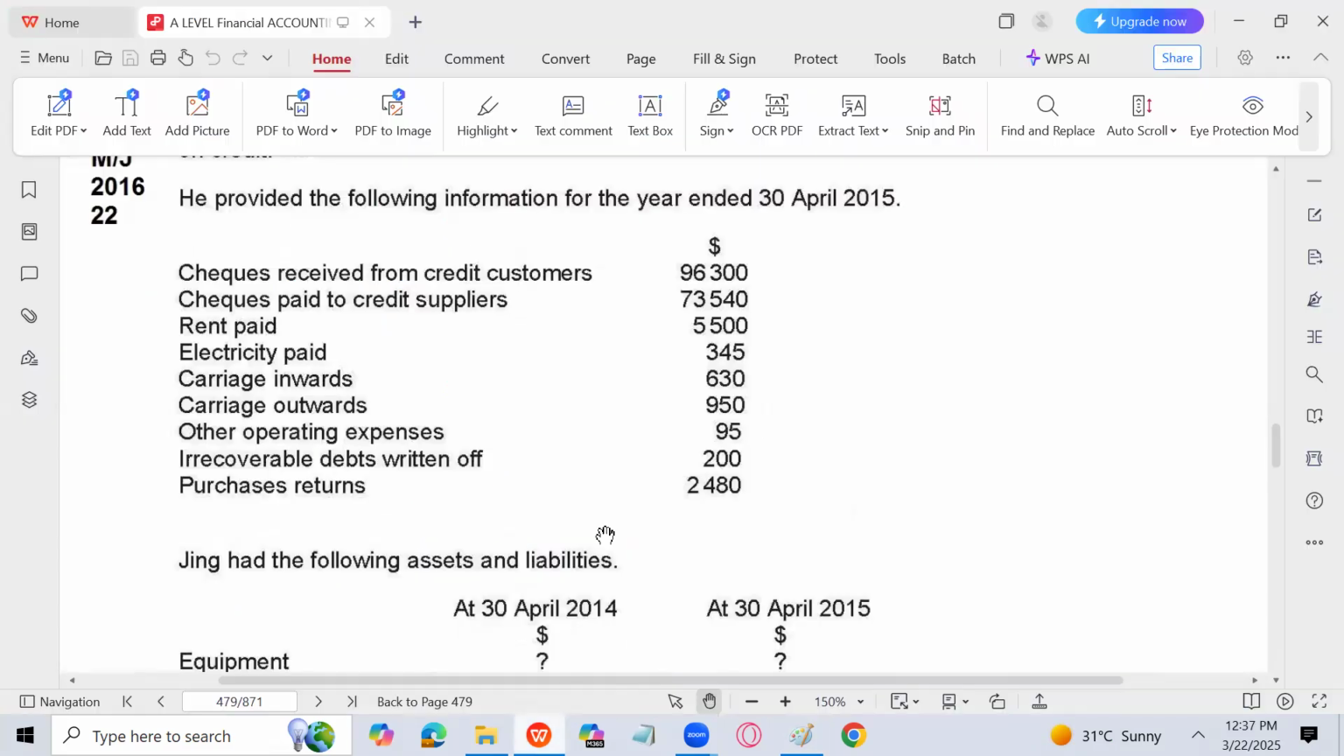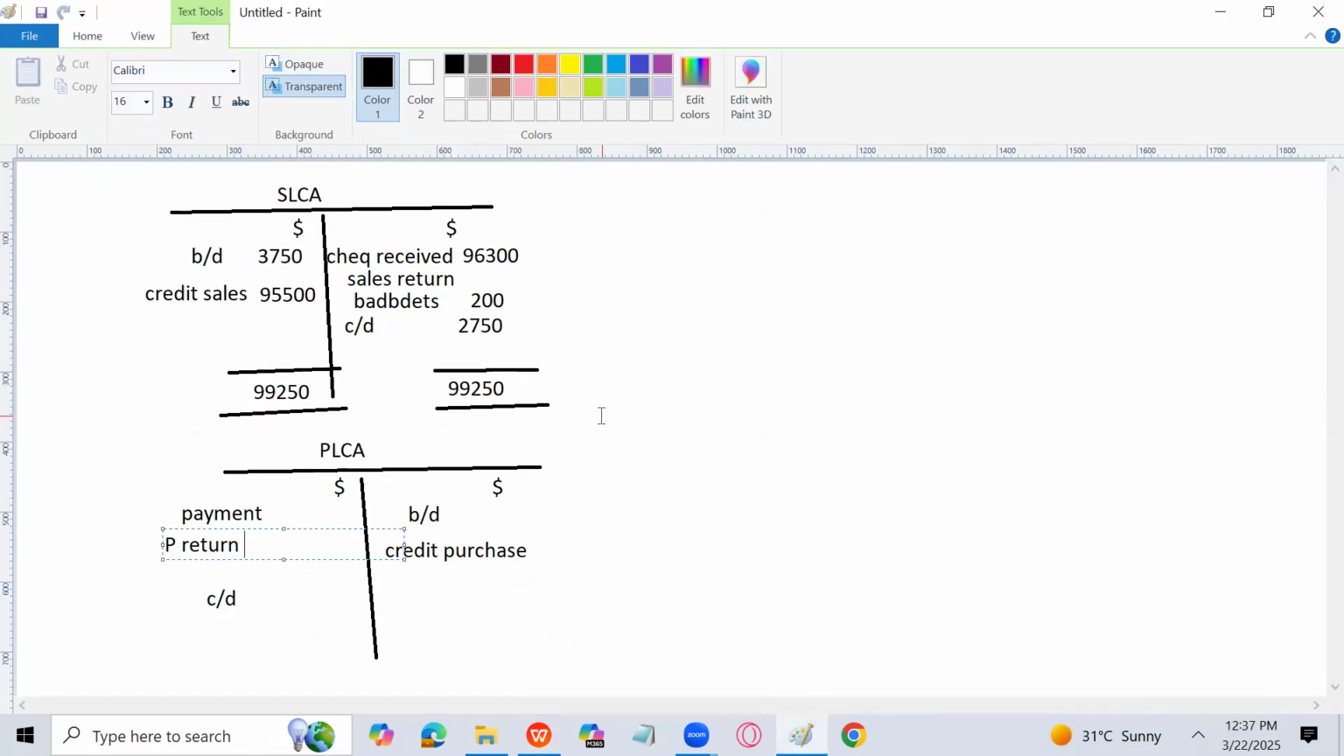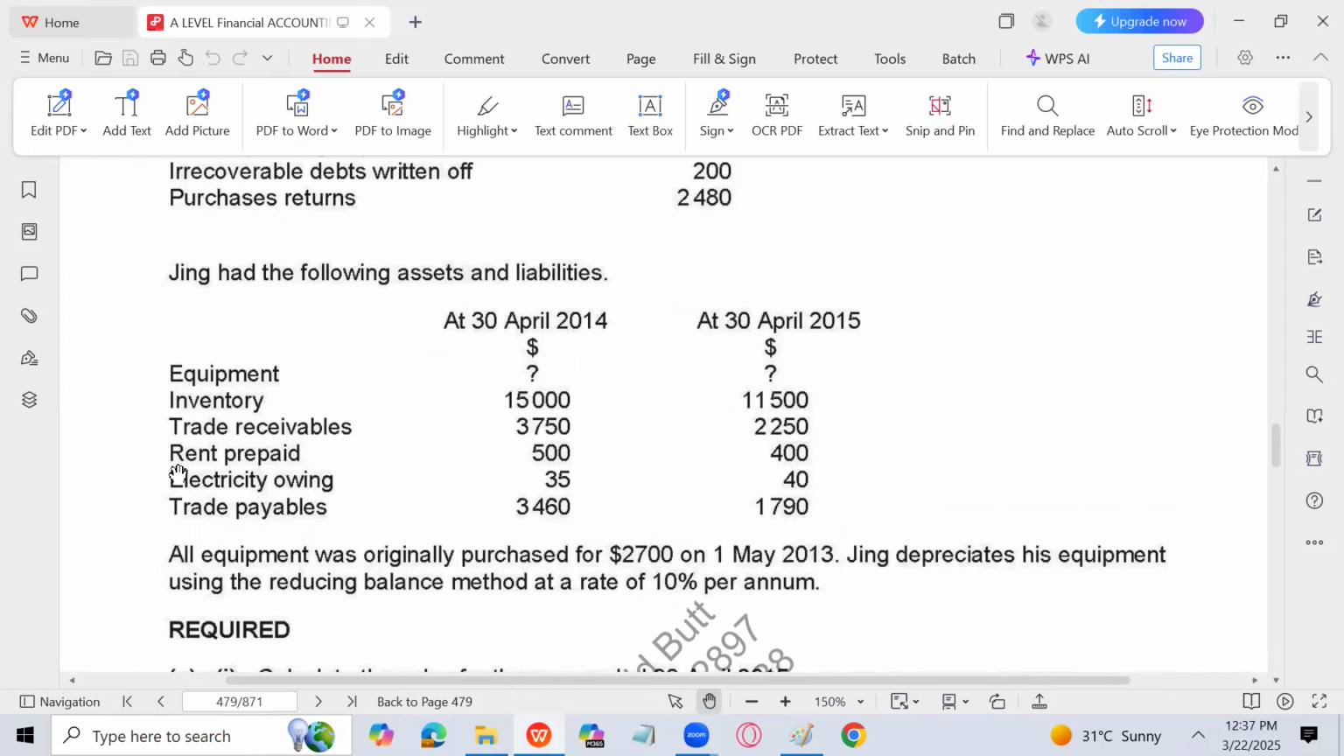Let's see the brought down. Brought down means trade payable at the start. So trade payable at the start is given here, 3460. It is a liability. That's why it is having a credit balance. Closing is 1790. So let me write 3460 and 1790.